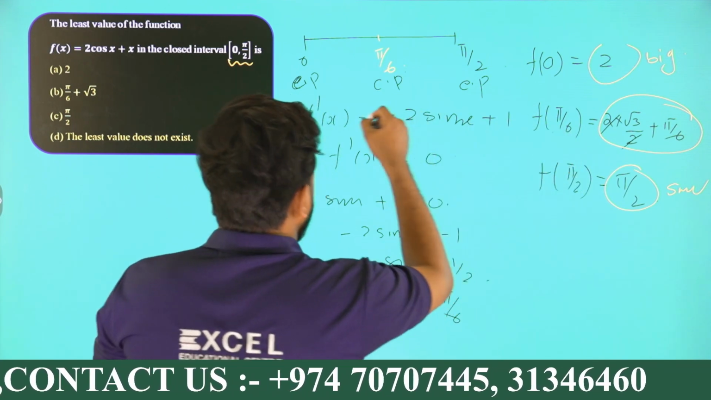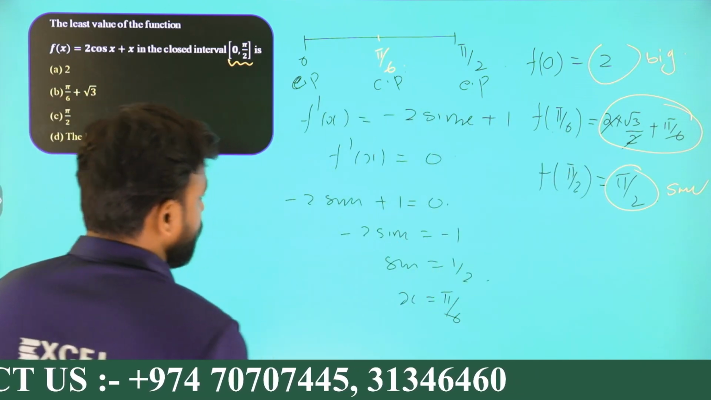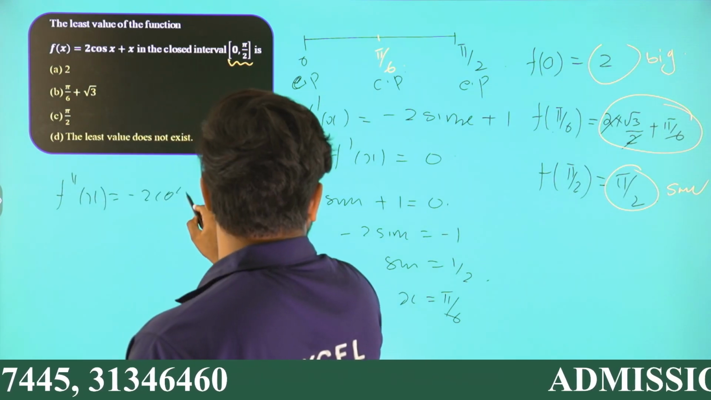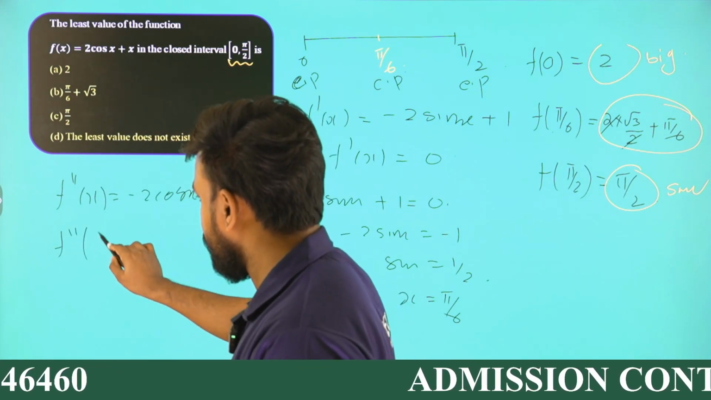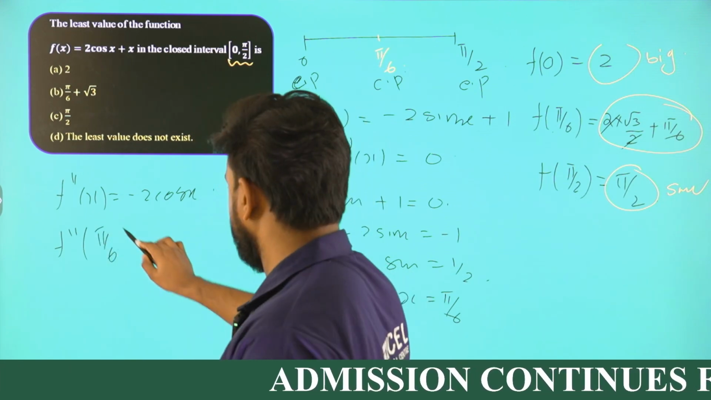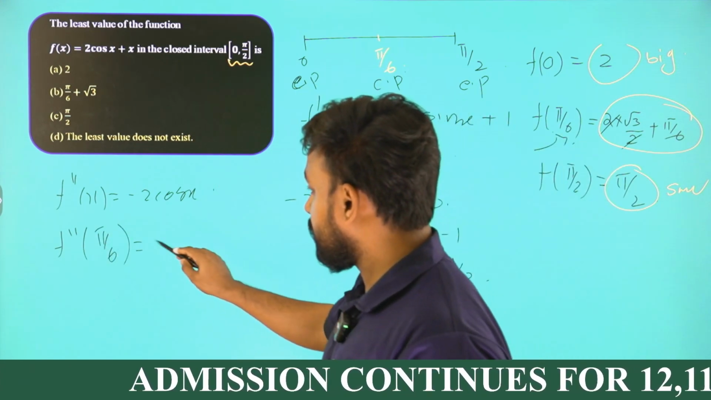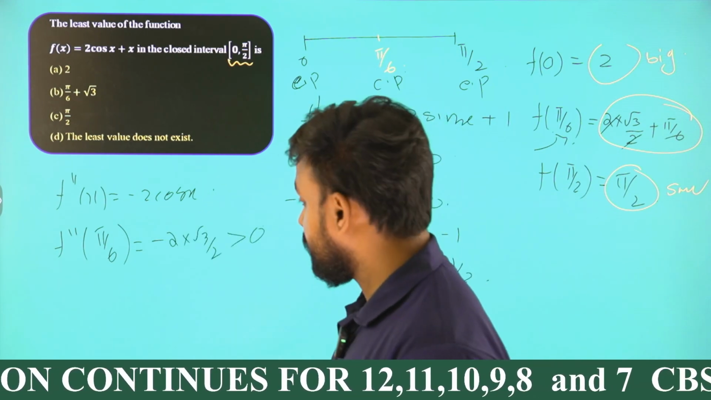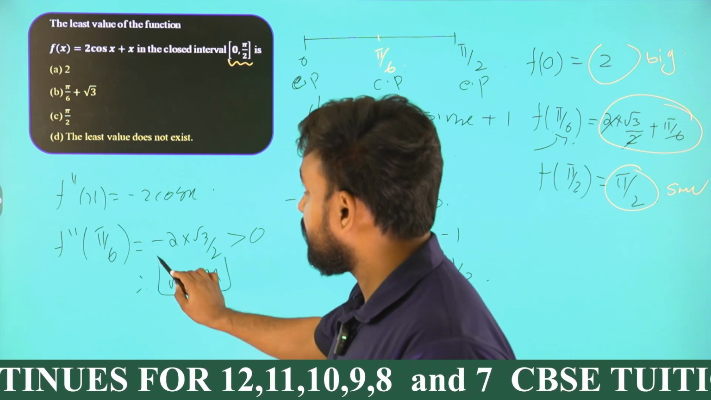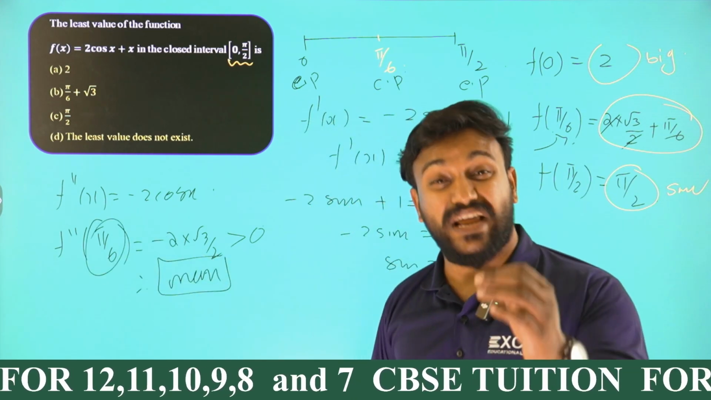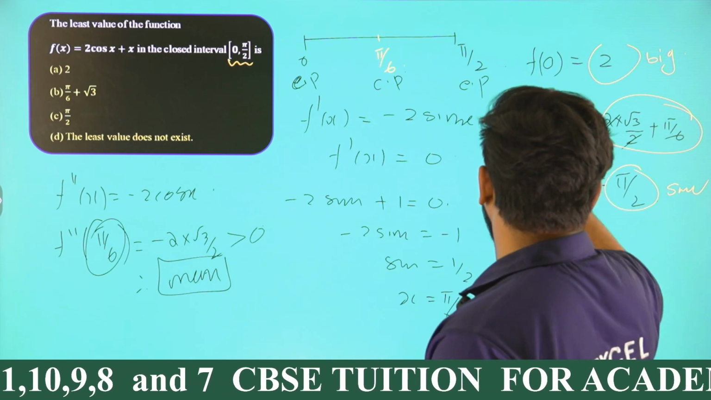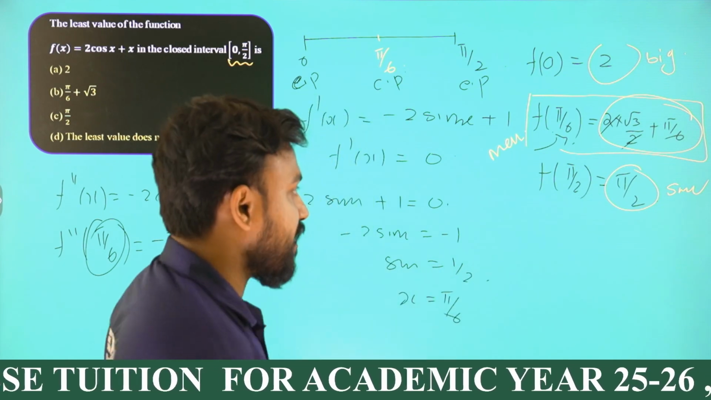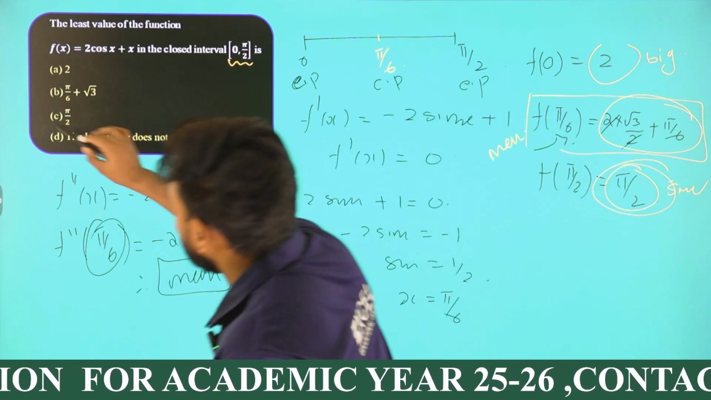When you put this value in the second derivative, what will you get? F double dash of x will be minus 2 cos x. That's it. When you put pi by 6, this critical point, in here, you will get minus 2 into root 3 by 2, which is less than 0. Therefore, it's a max. This pi by 6 is a local maxima. So it will not become the least value. It's a max value. So the least value is what? Pi by 2.